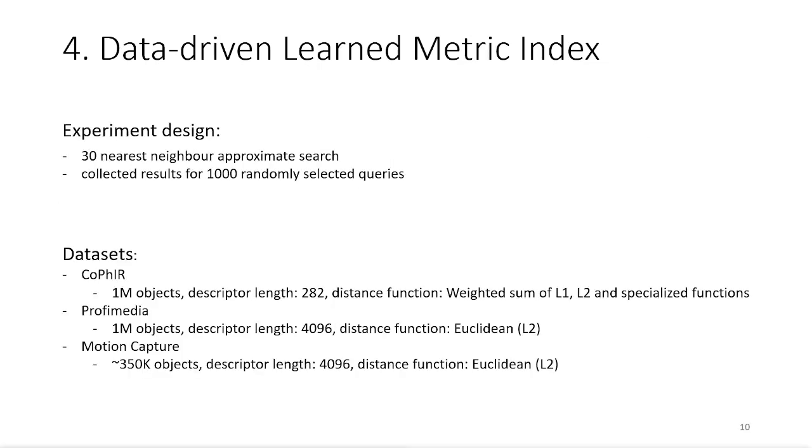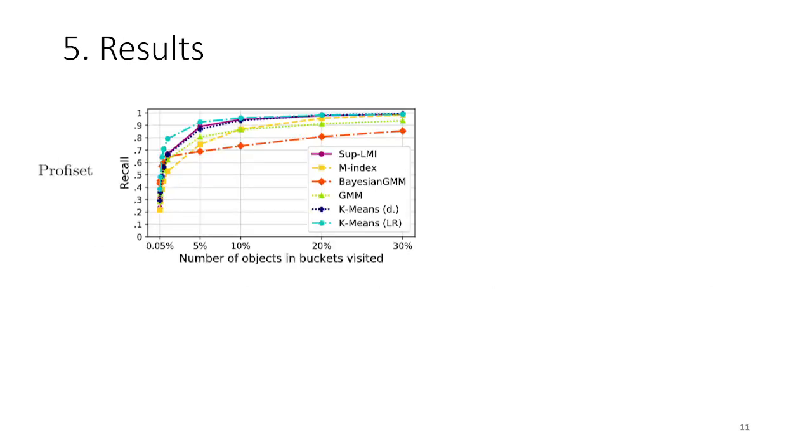As for the experiment design, we performed 30 nearest neighbor approximate search on 1000 randomly selected queries. We used three distinct datasets. First, the Coffeer dataset with 1 million objects and the descriptor length of 282. Next, the Profimedia dataset with 1 million objects and the descriptor length of 4096. And finally, motion capture with the same descriptor length composed of approximately 350,000 objects. In the results, you see the mean of recall and the time of these experimental queries. We performed all of the experiments on the same machine, in the same environment and programming language, which is Python in our case.